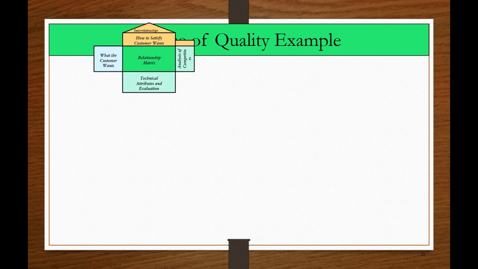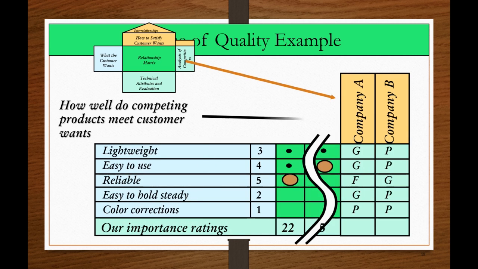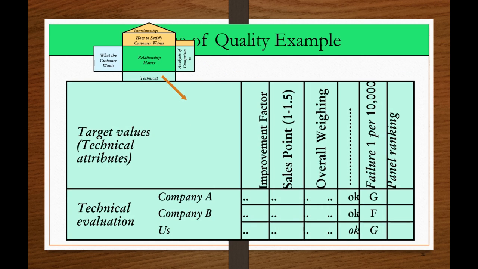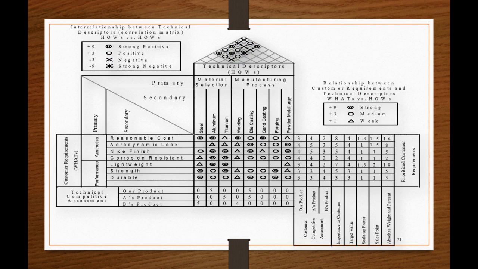And then we are making the comparison, that is the analysis of our competitors. For company A, G stands for good, F stands for fair, and P stands for poor. So each one: lightweight is good for company A, poor for company B; easy to use, good for company A, poor for company B; reliable, fair for company A, and good for company B, etc. And according to these relationships, when we are making the final house of quality, it will look like this. So this is the total house of quality.